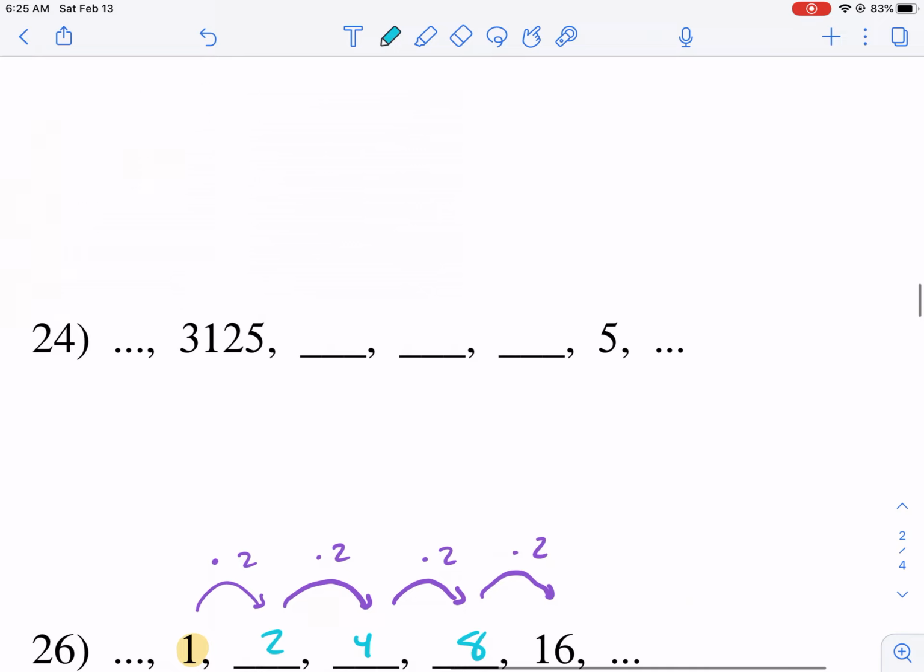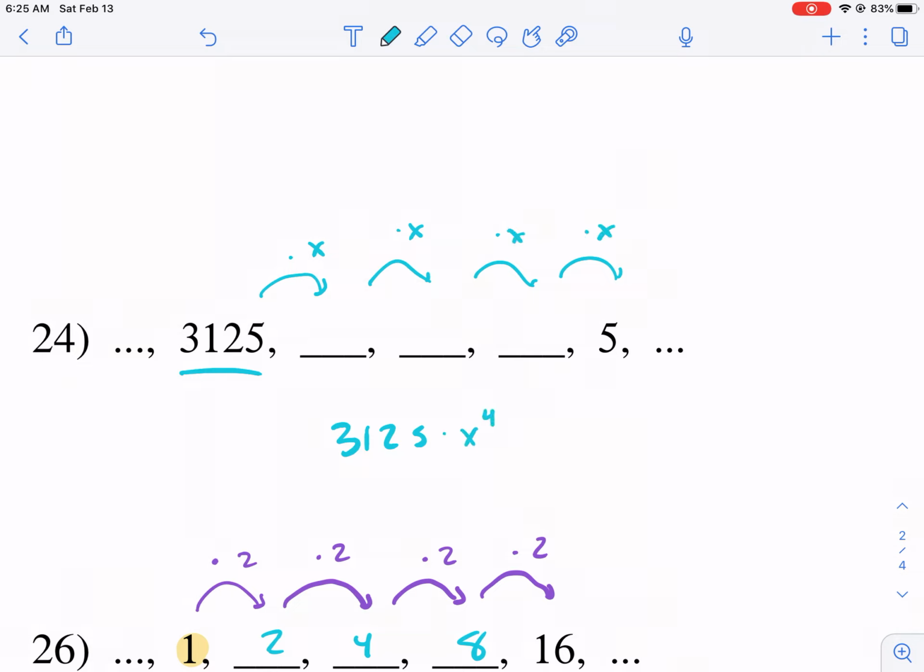Okay, so look at this one. We multiply it by something, multiply by something, multiply by something, multiply by something. This one's getting smaller each time. So we could set this up two ways. We could say we're multiplying by something. So we have 3125, and we have 1, 2, 3, 4, so we're multiplying by x to the 4th power equals 5. That's one way to do this problem.